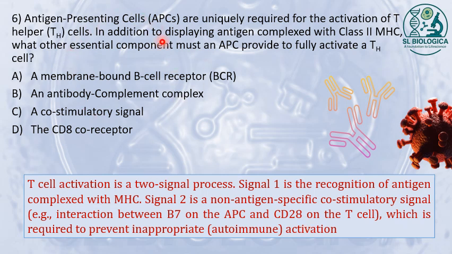So here let's look back to the choices available. The additional requirement for T cell activation in addition to the class 2 MHC antigen complex, which one is the answer? It is the co-stimulatory signal. In addition to the MHC presentation, we need a co-stimulatory signal to fully activate the T helper cell. Okay, so the correct answer is option C, a co-stimulatory signal.